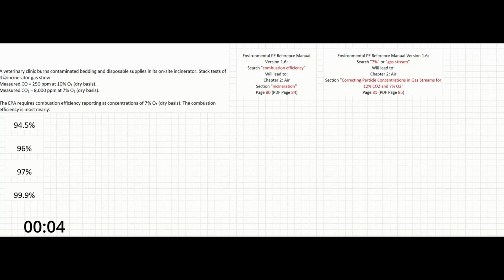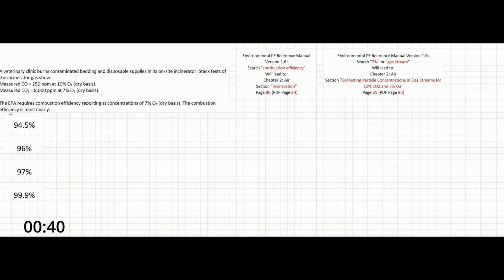In this problem, a veterinary clinic burns contaminated bedding and disposable supplies in its on-site incinerator. Stack tests of the incinerator gas show a measured CO concentration of 250 parts per million at 10% O2 on a dry basis, and a measured CO2 concentration of 8,000 parts per million at 7% O2 on a dry basis. The EPA requires combustion efficiency reporting at concentrations of 7% O2 on a dry basis.